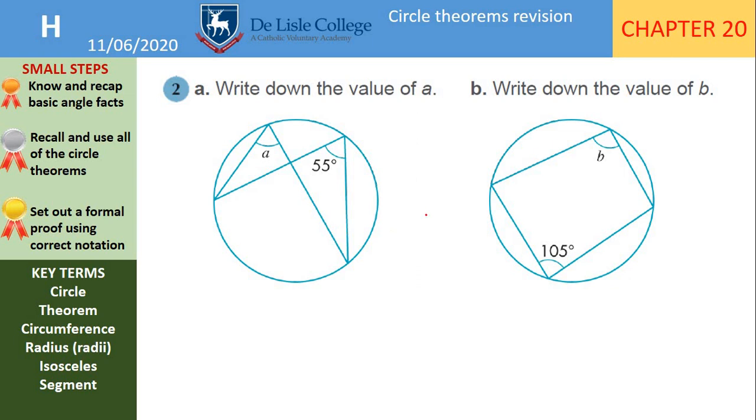Question 2, so part A, write down the value of A, and part B, write down the value of B. So here then, we've got angles in the same segment, so hopefully you can just see that A should be 55 degrees here. And this one, we have got a cyclic quadrilateral this time because all of the points of the quadrilateral are touching the circumference. So taking 105 from 180 would mean that this is 75 degrees.